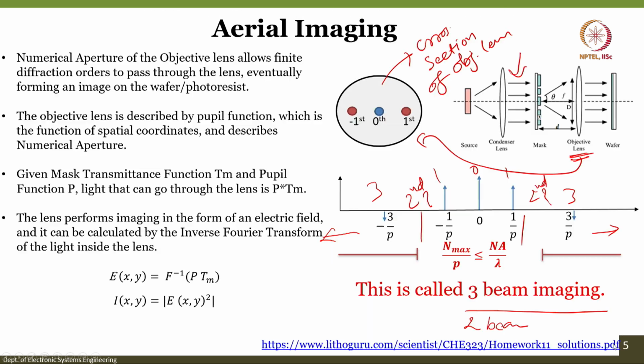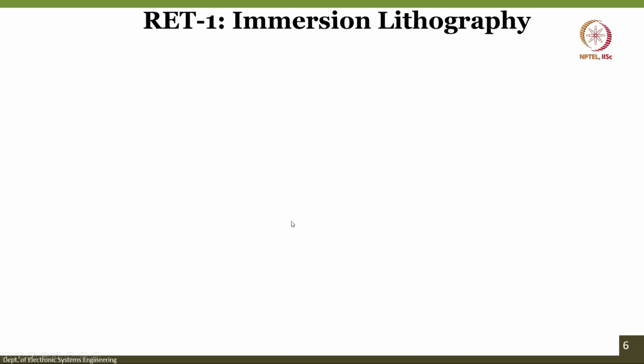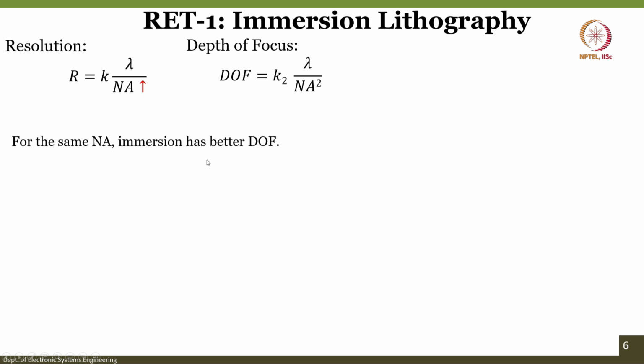Now we will quickly see the 4 resolution enhancement techniques, which are an important process to get your desired resolution. The first one is immersion lithography, very important. Immersion means some fluid. Mathematically also, if we think that the immersion lithography value is more than like 1.3, how can you increase your numerical aperture?